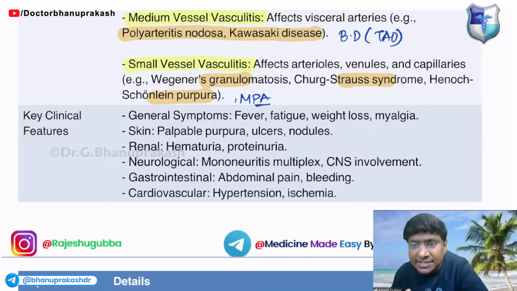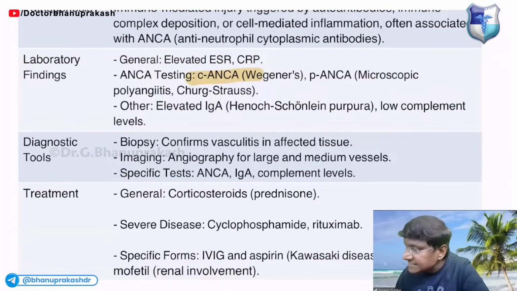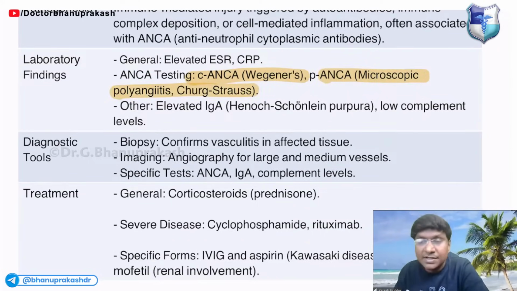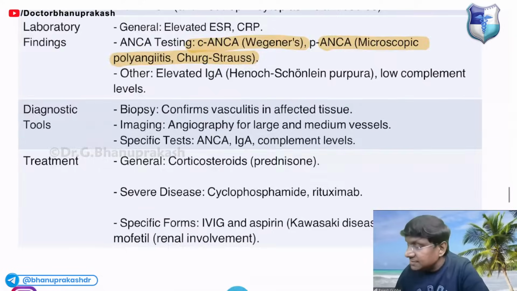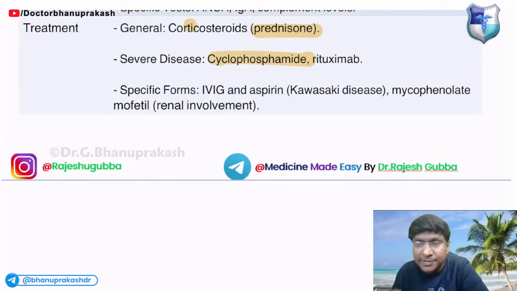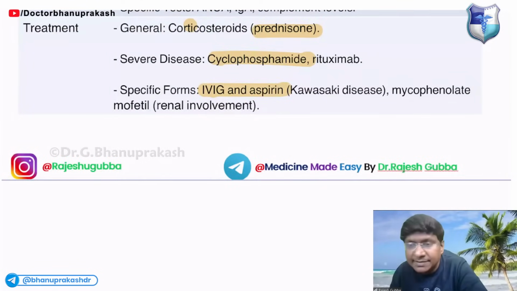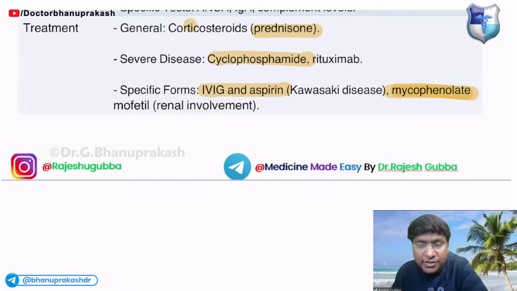Out of all these, let me tell you some important questions. The important questions are related to ANCA. C-ANCA will be positive in Wegener's. P-ANCA will be positive in microscopic polyangiitis as well as Churg-Strauss syndrome. And in the majority of conditions, because inflammation is the key point, the drug of choice will be prednisolone. In severe disease, we give cyclophosphamide and rituximab. In specific conditions like Kawasaki, you need to give intravenous immunoglobulin and aspirin. And if there is renal involvement, you need to give mycophenolate mofetil.